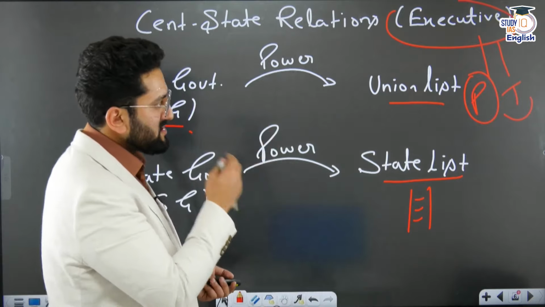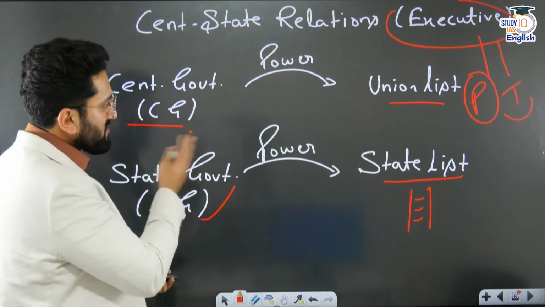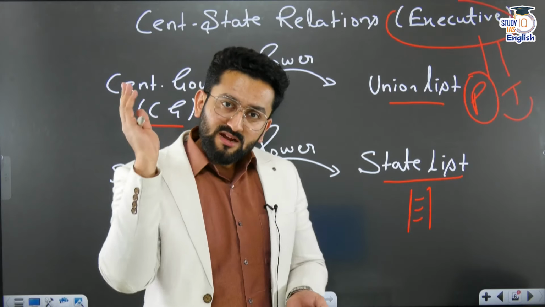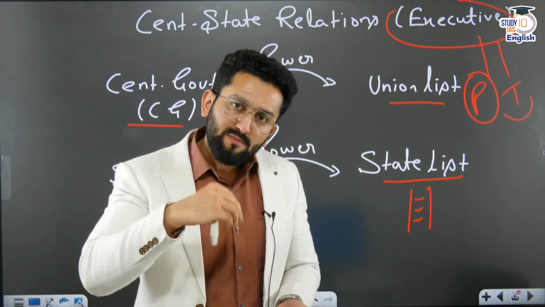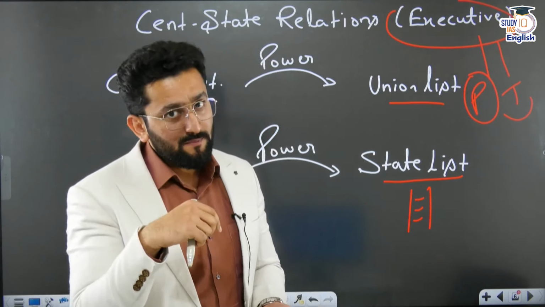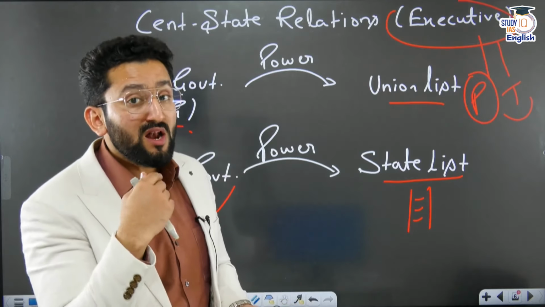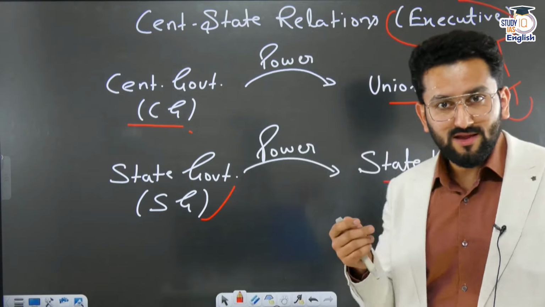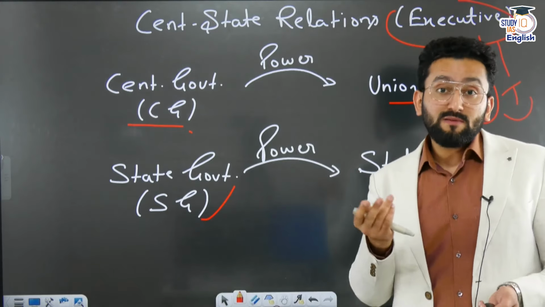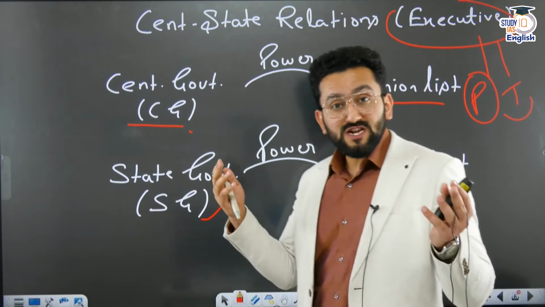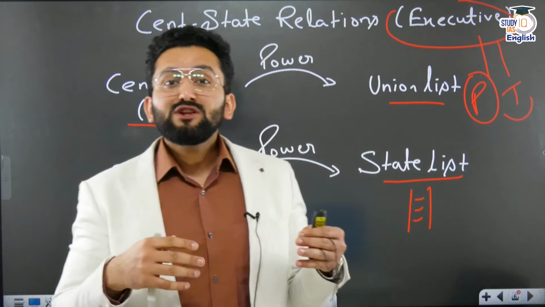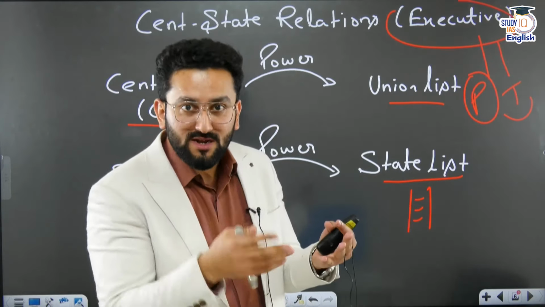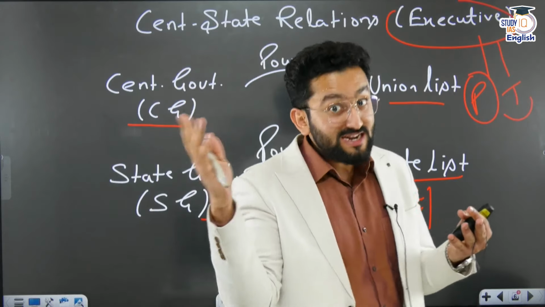Now the point is, what about the concurrent list? The state list is clear, the union list is clear, division of power is there. But in the concurrent list, in the legislative aspect, we discussed that law can be made by both center and state. What about the executive power? Does executive power lie with center or state? What do you think? What's your guess? Some of you might be thinking, sir, in the concurrent list we discussed that priority is given to law made by the union legislature, meaning parliament. That is what we discussed, right?